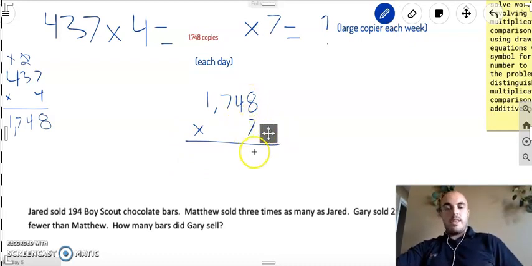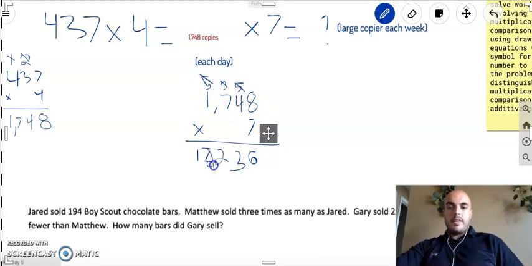Okay, 7 times 8 is 56. Carry my 5. 7 times 4 is 28. Plus 5 is 33. Cross that 5 off, bringing that 3 bundle over. 7 times 7 is 49. Plus 3 is 52. Carry my 5. 7 times 1 is 7. Plus 5 is 12.